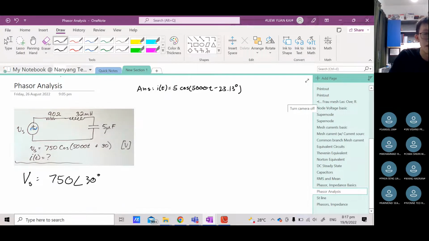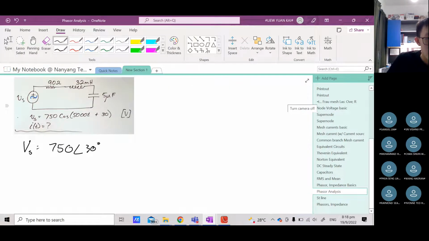So we can find the impedance of each of the devices, correct? So let us find the impedance of the resistor. The impedance of the resistor is given by the resistance only. So we'll just copy down 90 because that is the resistance. So that must be the impedance for the resistor. Oh yeah, I forgot to tell you that the unit for impedance is actually just ohms. It's still ohms. So that's why I say it's a complex version of resistance.